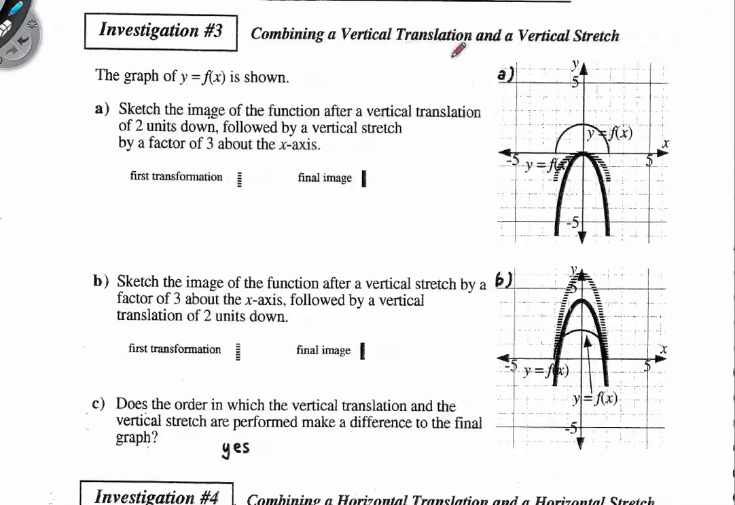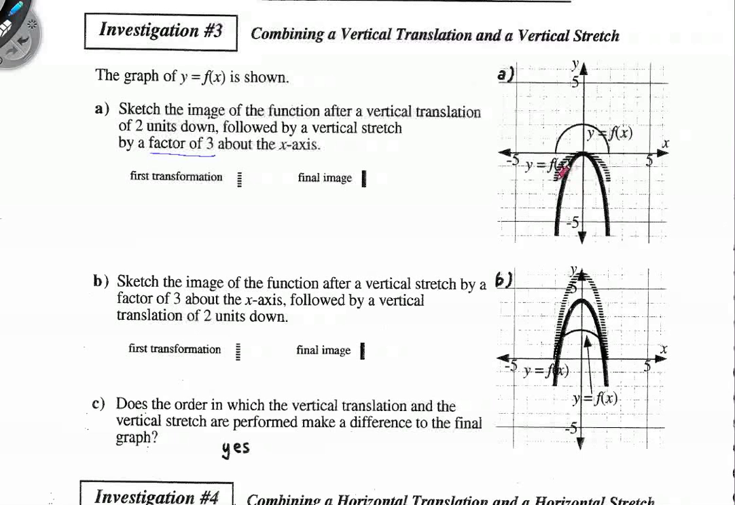Now let's look at a vertical translation and a vertical stretch. So we've got the original graph here again, and we're going to do a translation 2 units down, so we get the dotted line. Next we're going to do a vertical stretch by a factor of 3. So vertical stretch of this means if it's a factor of 3 about the x-axis. Okay, so here's the x-axis right here, and we're going to do a vertical stretch.